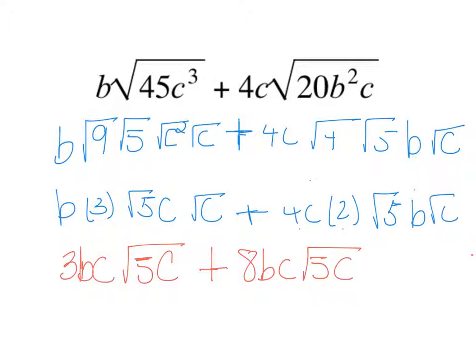Now if I look at my two terms, they're exactly the same because they have the same radicand, which is 5c, and they have the same variables outside, which is b and c, and the same index because they're both square roots. So what I can do is just add the coefficients. So 3 plus 8 is 11, and that becomes 11bc, the square root of 5c.